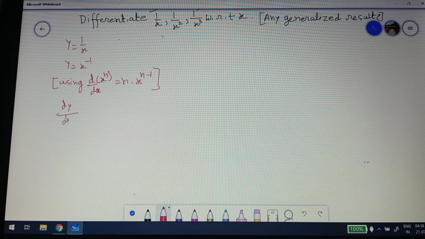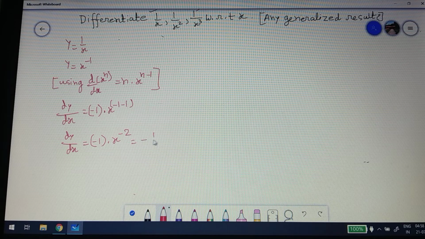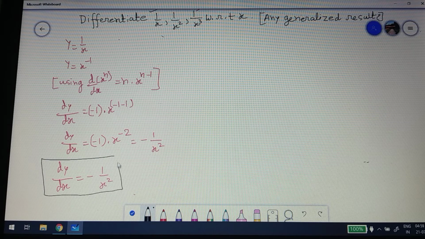So dy by dx will be minus 1 into x to the power minus 1 minus 1, same as the formula, n is minus 1. So dy by dx equal to minus 1 into x to the power minus 2, which can be written as minus 1 upon x square. Okay, so here I have got dy by dx equal to minus 1 upon x square when y was 1 upon x.